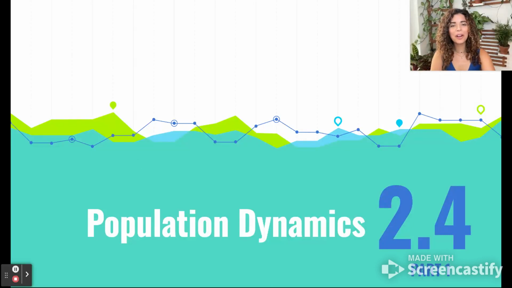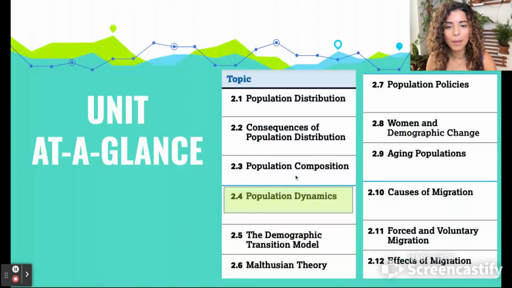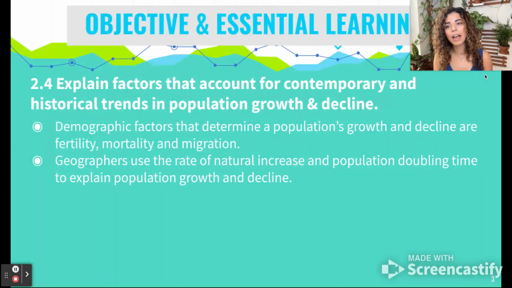Hey everyone, we are on 2.4 population dynamics. This is split into two videos, so this is part one. Today we're going to be looking at factors that account for contemporary and historic trends in population growth and decline. So let's take a look at this.